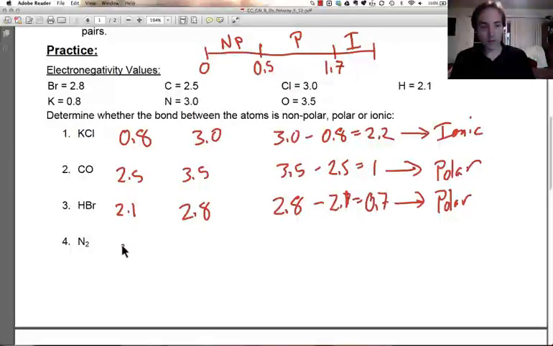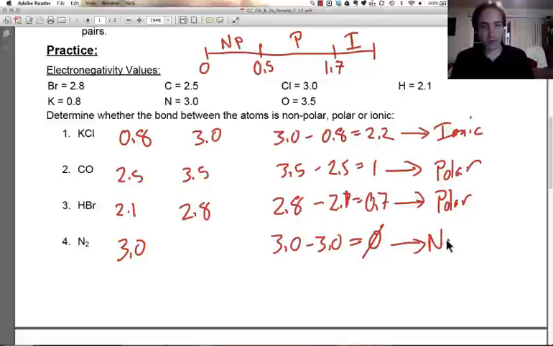And that again would be polar because 0.7 fits in this region right here. Last but not least, we have a nitrogen bonded to a nitrogen. Nitrogen has an electronegativity of 3. If it's bonded to another nitrogen, that's 3 minus 3, which gives us a difference of 0, which fits over here, and so that's a nonpolar bond.